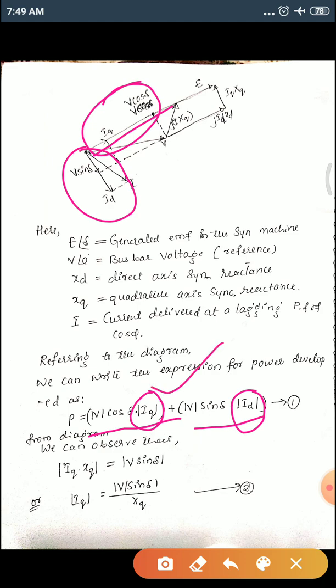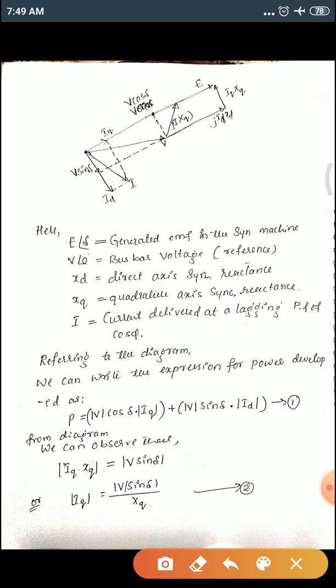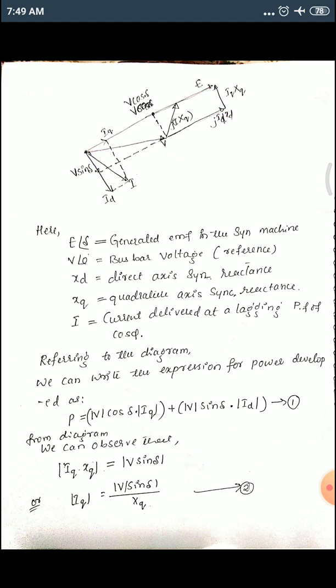Let's calculate what IQ is and what ID is. As we have said, in this phasor diagram you can observe IQXQ is equal to V sin delta, right? That equation you have to take. IQXQ is equal to V sin delta. So therefore IQ is equal to V sin delta divided by XQ. Let's call this equation number 2.